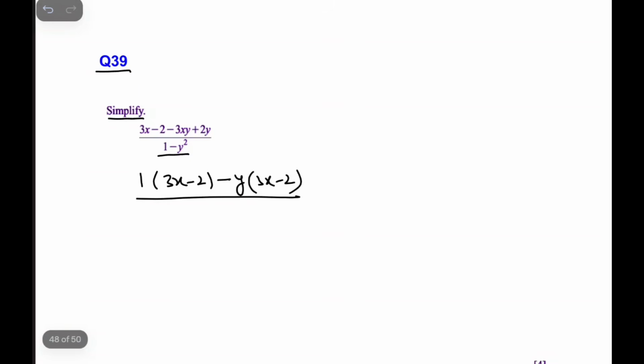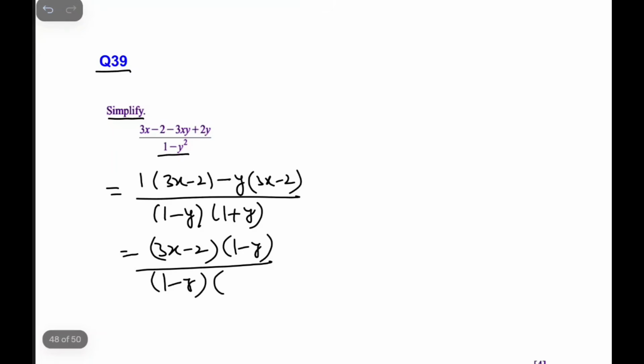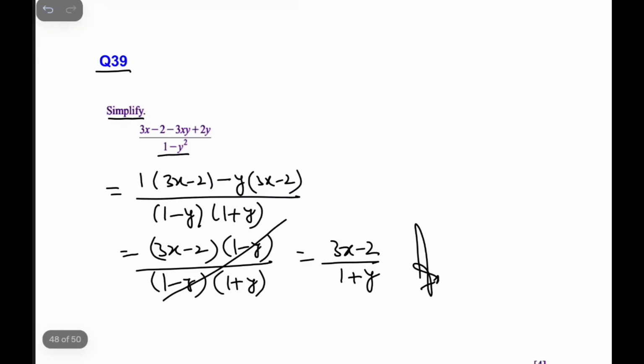Question number 39. Simplify. 3x minus 2 minus 3xy plus 2y minus y square. Now if we take 1 common, we get 3x minus 2. Now if we take minus y common, we get 3x minus 2. In the denominator, we can apply the formula of a square minus b square. So it will be a minus b and a plus b. So if we take 3x minus 2 common, we get 1 minus y upon 1 minus y times 1 plus y. So this cancels, we are left with 3x minus 2 upon 1 plus y. This will be our answer.